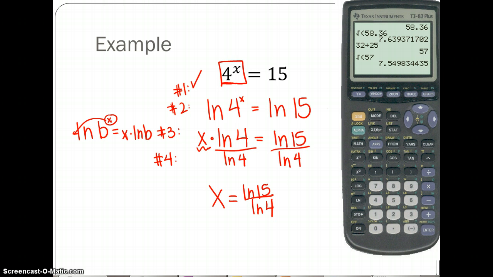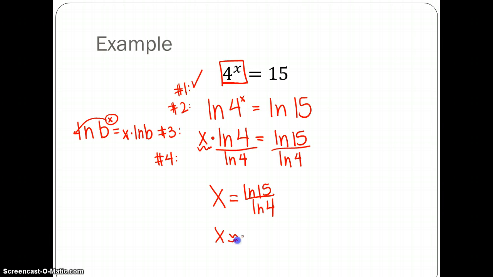So if I bring my calculator back in here, and we say natural log of 15, make sure you close your parentheses, divided by the natural log of 4. Not a pretty answer, but that's the power, 4 to the 1.9534, and we'll just round it to hundredths. So x is about 1.95.